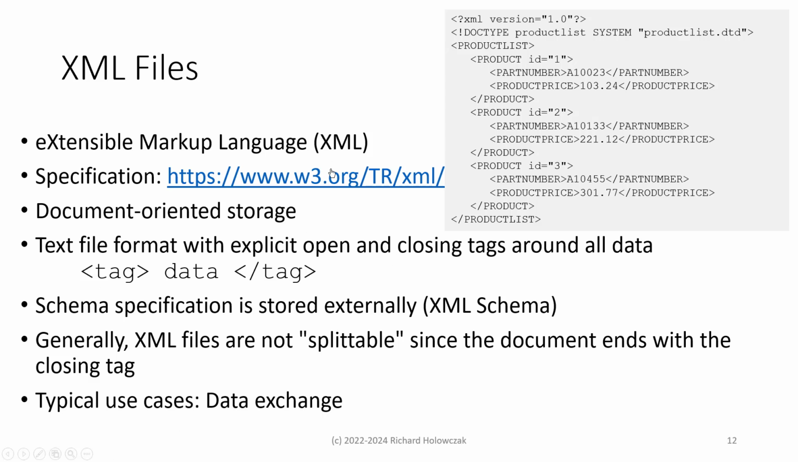So you can see here, for example, we have a product list that is a collection of products. And for each product, we have an opening tag and a closing tag with that little /product. Down here, our product list ends. So this basic format gives us an XML document. The schema specification is typically stored externally in what's called an XML schema. Generally, XML files are not splittable since the entire document ends with a closing tag.